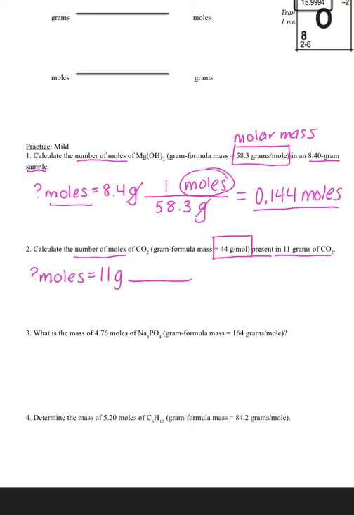Grams need to cancel, so I'll put grams on the bottom, and on the top, I'll put moles. I know from this conversion factor, there are 44 grams in every 1 mole. Okay, we need moles, got moles. Everything on the top gets multiplied, everything on the bottom divided. 11 times 1 is 11, and 11 divided by 44, the answer is 0.25 moles.